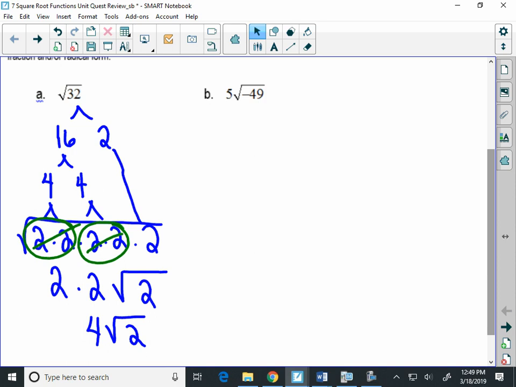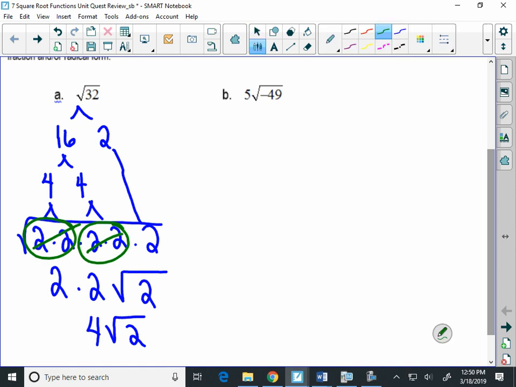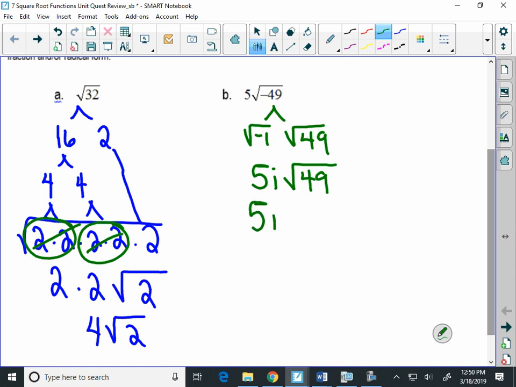Letter B. 5 times the square root of negative 49. Well, the first thing that we need to notice is that there is a negative underneath the square root. And consequently, when we start this, it's going to be the square root of negative 1 times the square root of 49. The square root of negative 1 is i. So this is going to be 5, which is already out in front of our radical, i, times the square root of 49. And the nice part about 49 is that it's a perfect square. We know that the square root of 49 is 7. So when we finish this problem, 5i times 7 will give us 35i.